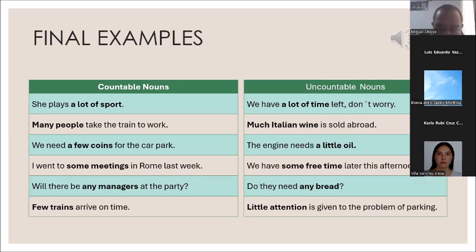Uncountable nouns. We have a lot of time left. Don't worry. Much Italian wine is sold abroad. The engine needs a little oil. We'll have some free time later this afternoon. Do they need any bread? Little attention is given to the problem of parking.